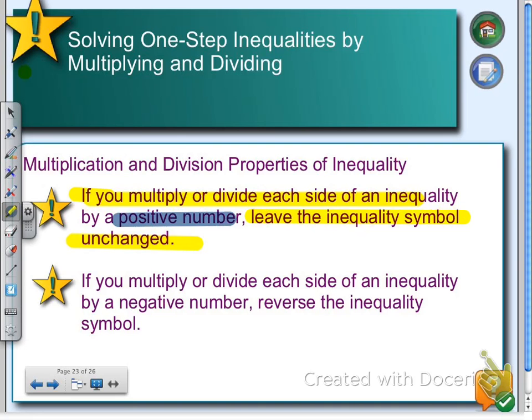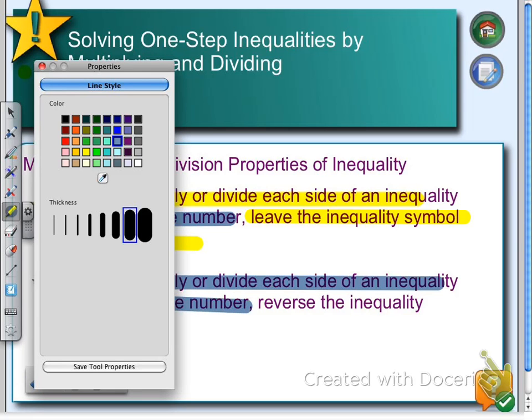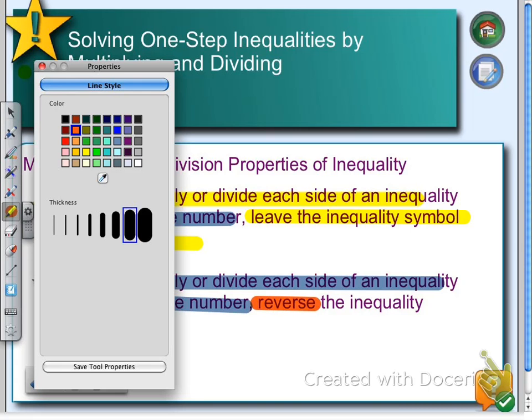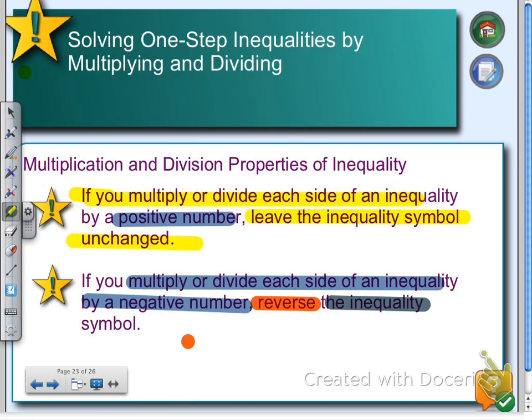Now here's the big thing. If you multiply or divide by a negative number, and I'm going to put a different color here. Reverse, did not come out right. We are going to have to reverse, go back to the other color. Reverse the inequality symbol. If we multiply or divide by a negative, we have to reverse the inequality symbol.